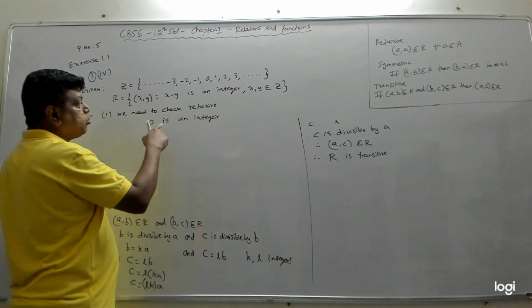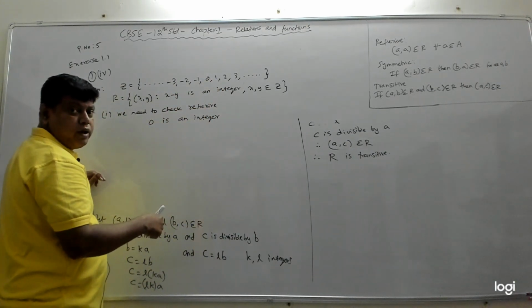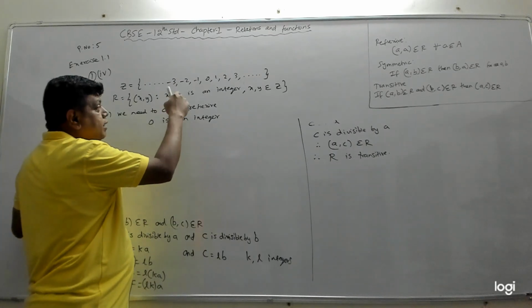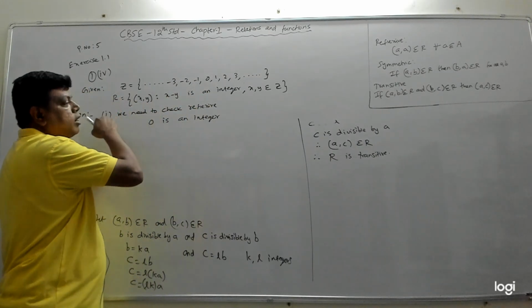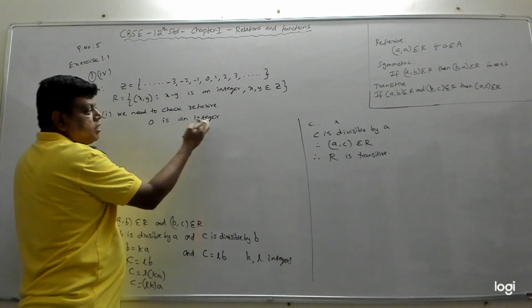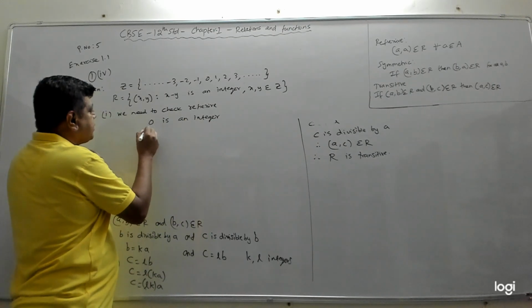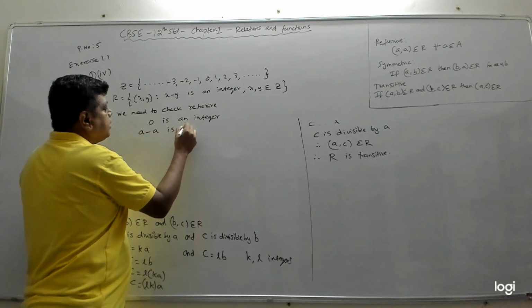What do we have to prove? We have to prove that A minus A is an integer. Once you prove A minus A is an integer, then I can say (A, A) belongs to R. For that, we start with 0 is an integer. That we know. But 0 can be written as A minus A, which is an integer.